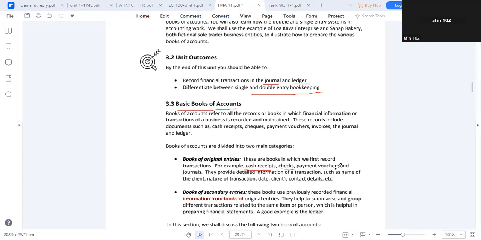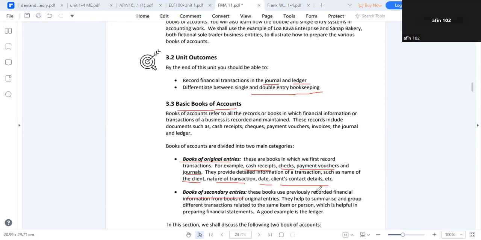The checks, where we record our bank transactions. This is also done in a double or 2-column cash book. We also have payment vouchers and journals. So these ones provide a detailed record of the transaction: the name of the client, the nature of the transaction, the date, and the contacts where possible.